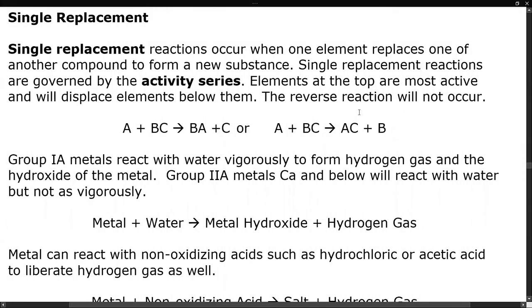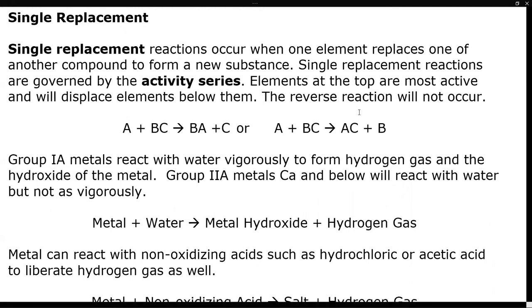All right, let's talk about single replacement reactions. They occur when an element replaces an element from a compound to form a new substance. So the element that's by itself substitutes in for one of the elements in the compound to form a different compound, and then the element that got displaced will be a free element.